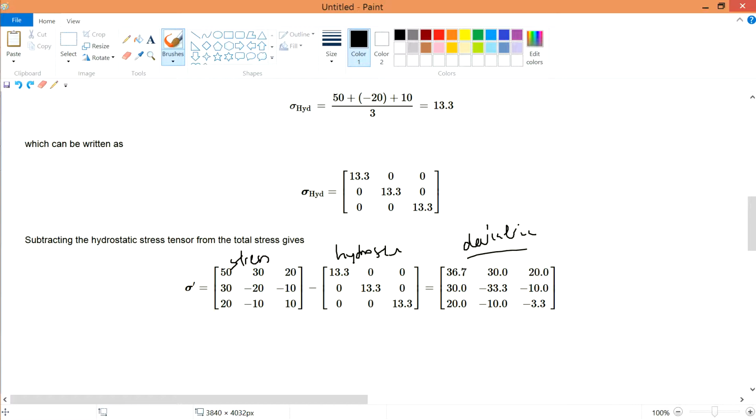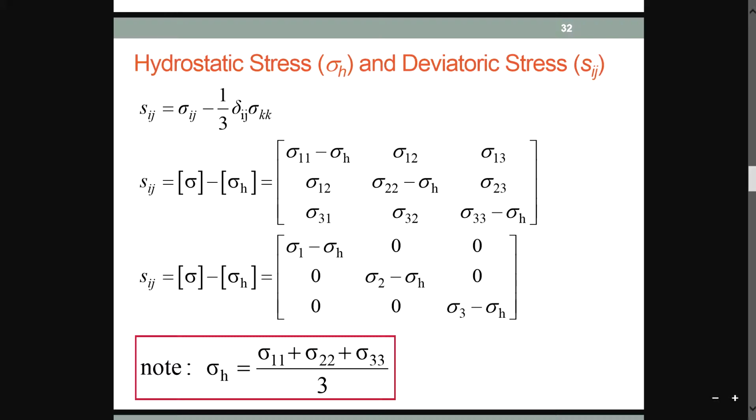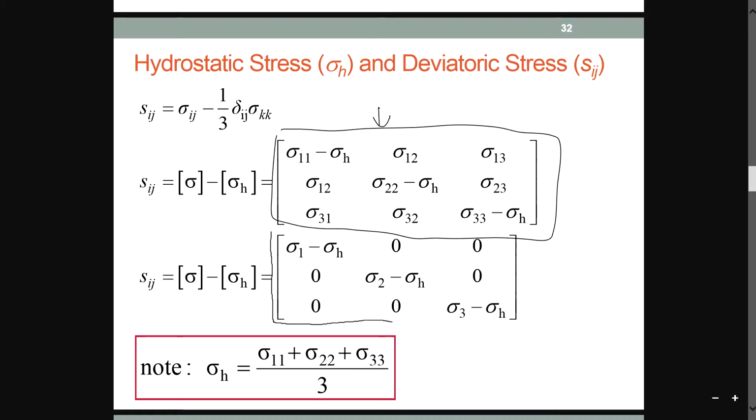Now, just like the last video, if you don't understand the last video, then you might not understand this part right now. This is your deviatoric stress, and if you look back at this slide, this is what is being represented over here. This is the deviatoric stress. Now, in order to find the invariants, you have to change this over here to a principal stress. So how do you change this to a principal stress?